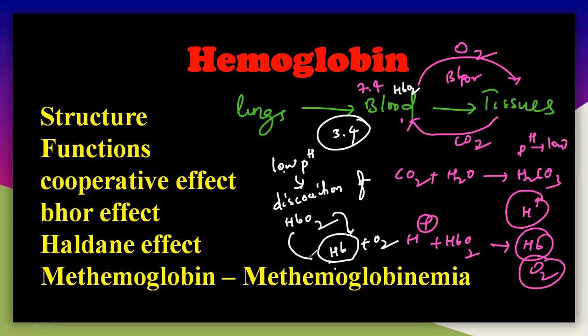So it is favorable to the deoxyhemoglobin at a low pH. At a high pH, it is favorable to the oxyhemoglobin. So that is a very important thing about the Bohr effect. The pH effect is also a very, very important thing.